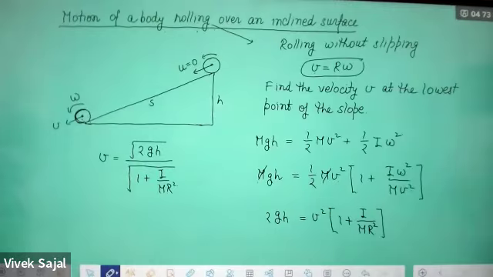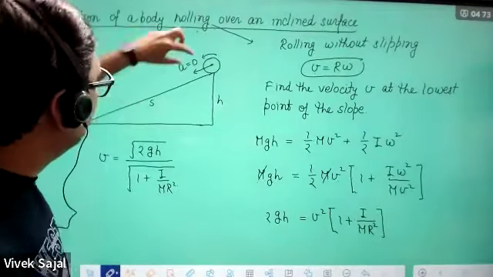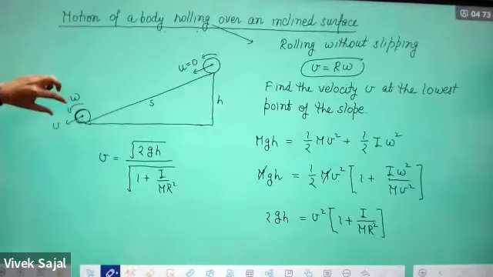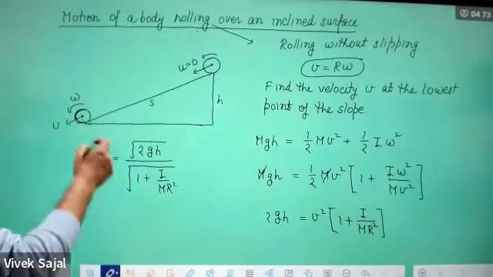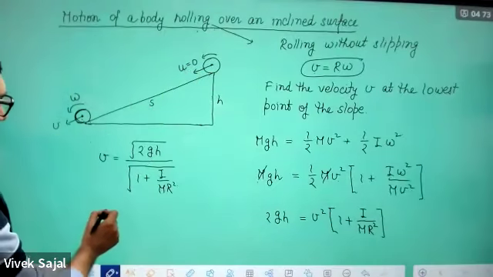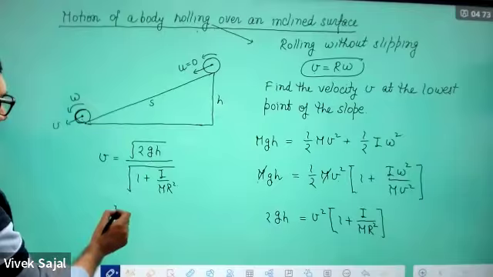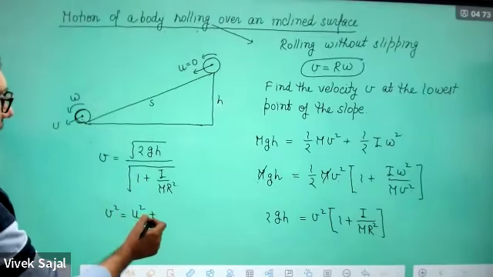During this motion, what will be the acceleration? Acceleration you have to find out. So here velocity was 0, here velocity is v. This is u, this is v, then you can say v square is equal to u square plus.